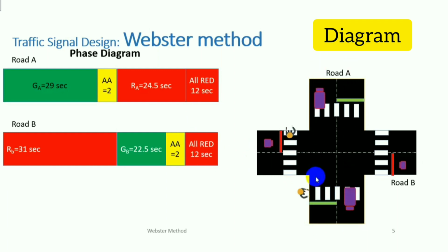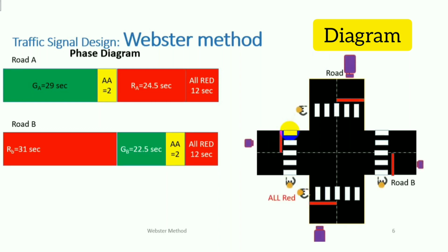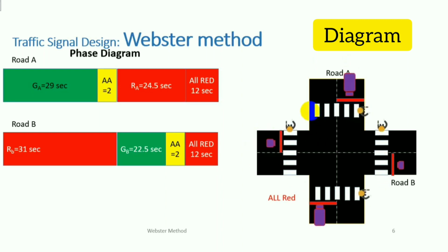From the figure itself we can see that there is a movement of the vehicles on road A, and at that time at road B the pedestrians are trying to cross through the zebra crossing line. The all red time period is used, in which all the vehicles will be stopped, and at that time the pedestrians will be trying to cross the intersection through the zebra crossing line. So it's a diagram showing the all red time period and the pedestrians crossing.